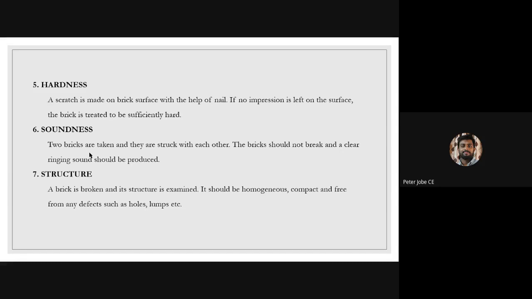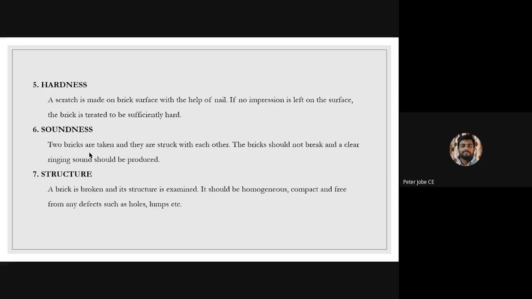And next is soundness. So we will take two bricks and strike them against each other. The brick should not break, and also a clear ringing sound should be produced. That means the same sound that will be heard when we strike two metal pieces with each other. We'll have a small ringing sound, a small sound of a bell. A sound similar to that should be heard. That means it doesn't have any cavity inside it. So if we hear that kind of ringing or sound of a bell, we can say that it has proper soundness, and there are no voids or cavities inside the brick.